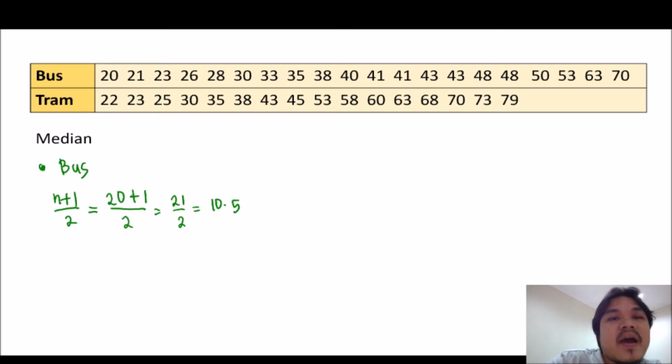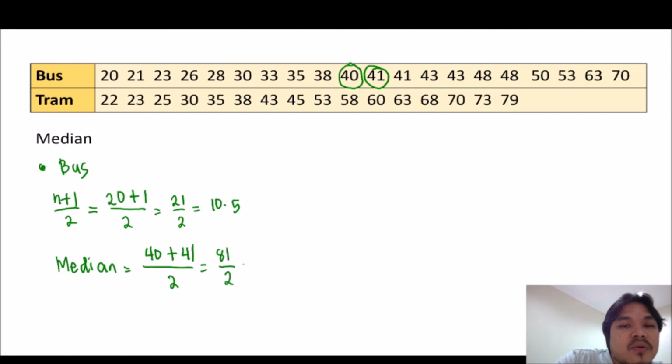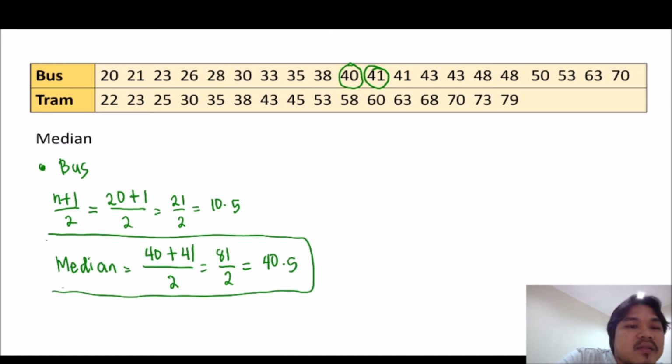So 10.5 is between the 10th value and the 11th value. The 10th value is 40 and the 11th value is 41. To find the median, we're going to get the average of the two scores. So 40 plus 41 divided by 2. That is 81 over 2, which is 40.5. So our median for the bus data is 40.5.